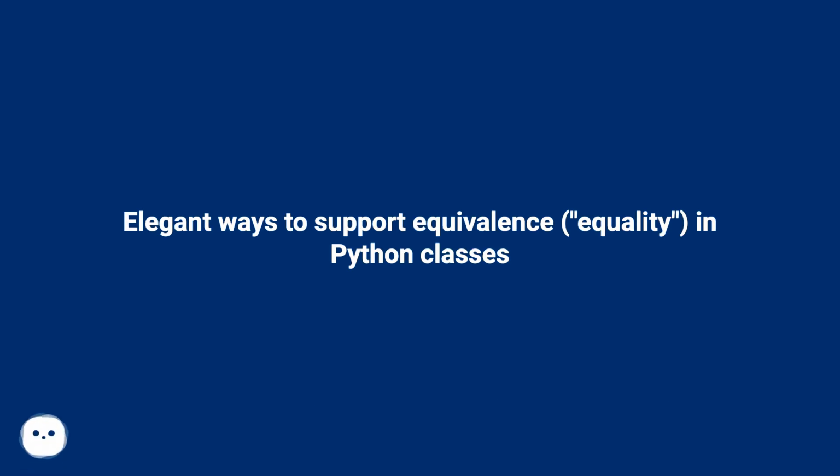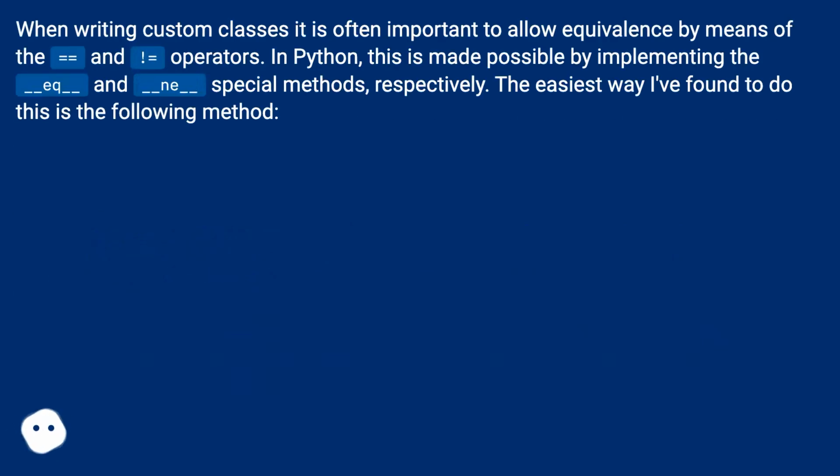Elegant ways to support equivalence (equality) in Python classes. When writing custom classes, it is often important to allow equivalence by means of the equals and not equal operators. In Python, this is made possible by implementing the __eq__ and __ne__ special methods, respectively. The easiest way I found to do this is the following method.